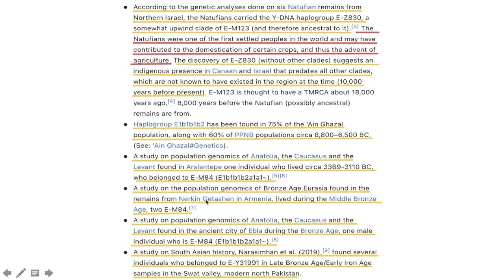We see it in Armenia, more in the Bronze Age, and then we see it in Ebla, a Semitic city in the northern part of the Levant. And we also see it all the way in northern Pakistan in the late Bronze Age and early Iron Age. So we kind of see with these samples a timeline and a migration of these E markers, expanding from the Levant and going into the Fertile Crescent. And I find that to be very interesting.